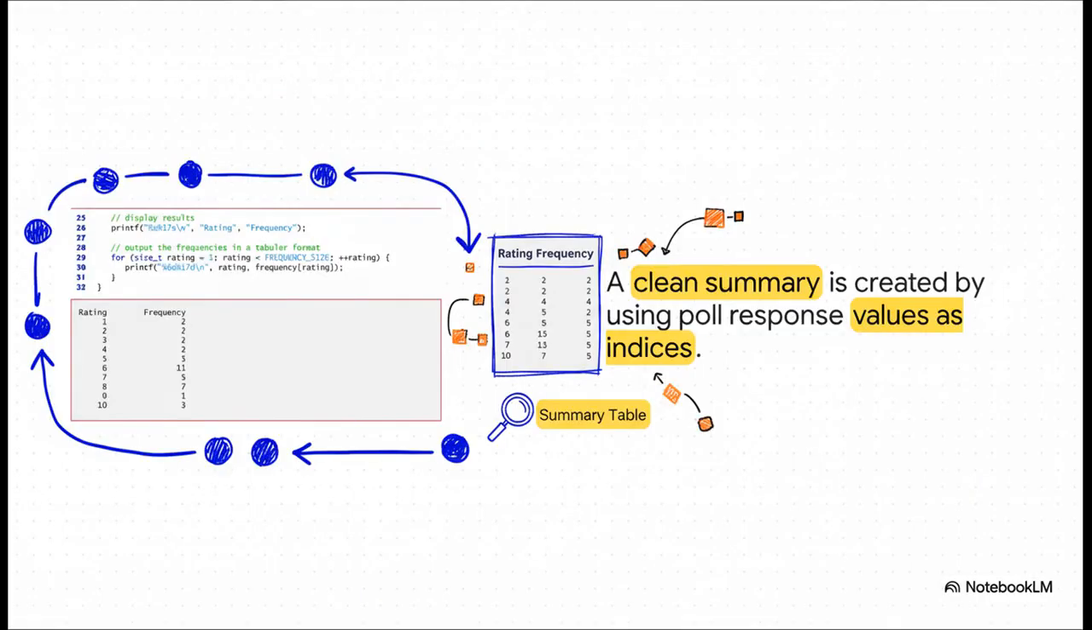And this is where it gets really clever. The code just walks through every single response. And when it sees a response, let's say a student rated it a 7, it uses that number 7 as an index for our frequency array and just bumps up the count at that spot. And the final result, this beautiful, clean summary table. It's an unbelievably elegant way to tally up data.